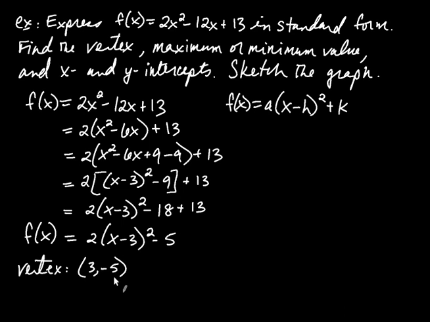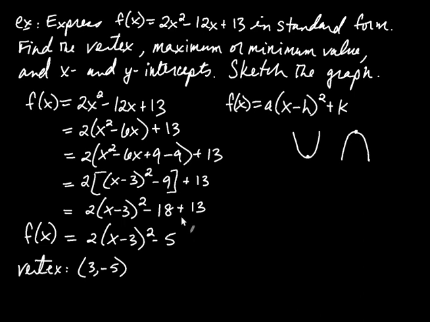Now every parabola has either a maximum value or a minimum value. If it opens up, it has a minimum value, the y-coordinate of the vertex. If it opens down, it has a maximum value, which is, again, the y-coordinate of the vertex. So let me say that again. If the parabola opens up, it has a minimum value, and that's the y-coordinate of the vertex. If it opens down, it has a maximum value, which is the y-coordinate of the vertex again.